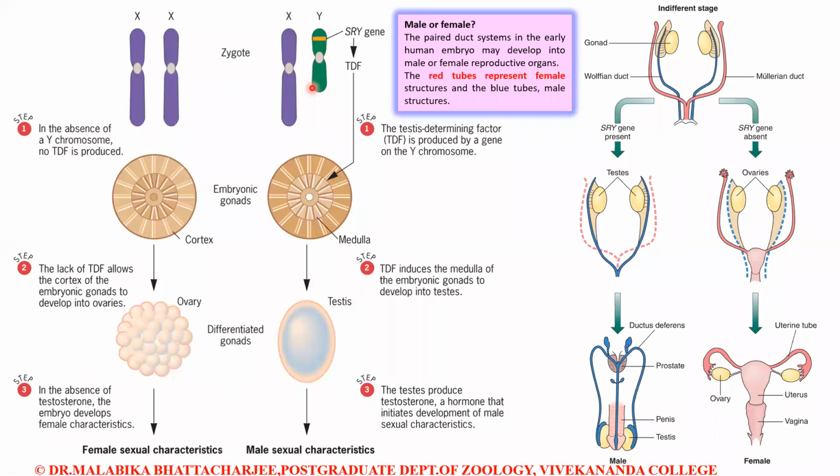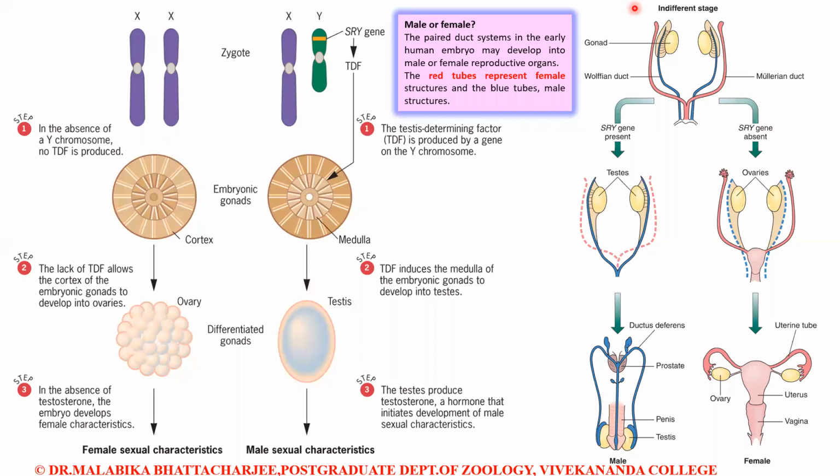But in the presence of the Y chromosome, as you can see, there is a yellow block. This yellow block is known as the SRY gene. The SRY gene produces a specific transcription factor known as the testis determining factor. Under the presence of the testis determining factor, the medulla of the embryonic gonads is induced to develop into testes. And finally, the testes produce testosterone, a hormone that initiates male sexual development.